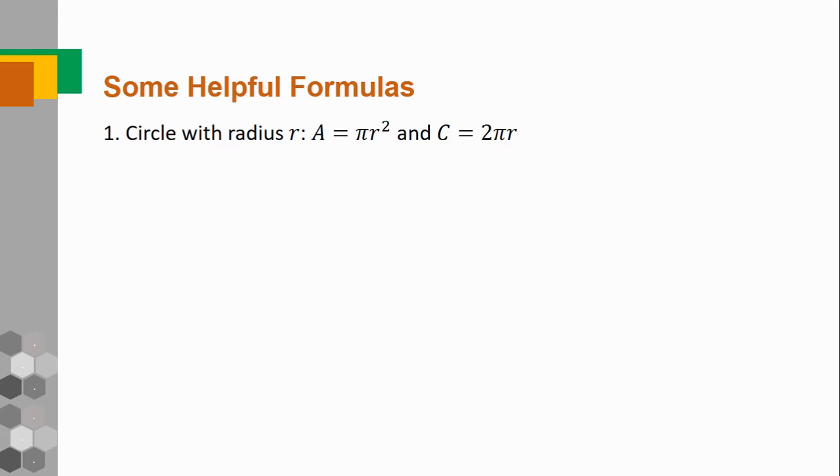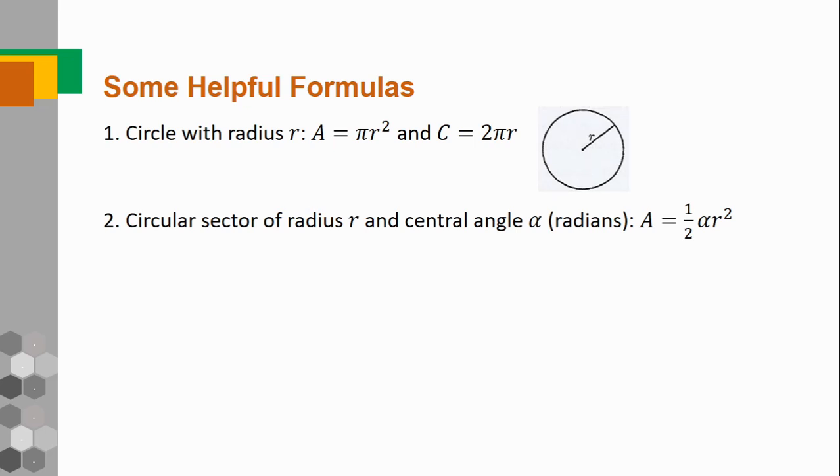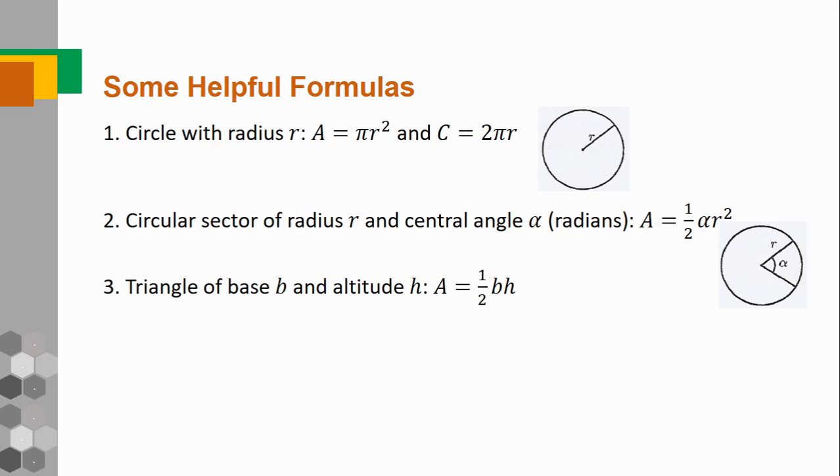Circle with radius r. Its area is equal to pi r squared and the circumference equals 2 pi r. Circular sector of radius r and central angle alpha, which is measured in radians. Its area is equal to 1/2 times alpha times r squared. Triangle of base B and altitude h. Its area is equal to 1/2 B times h.